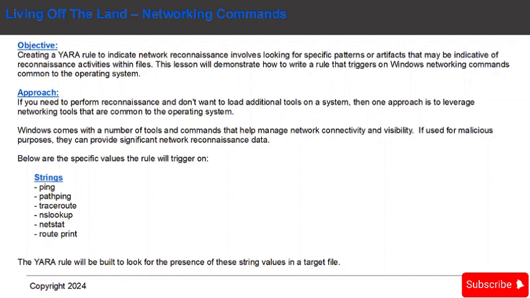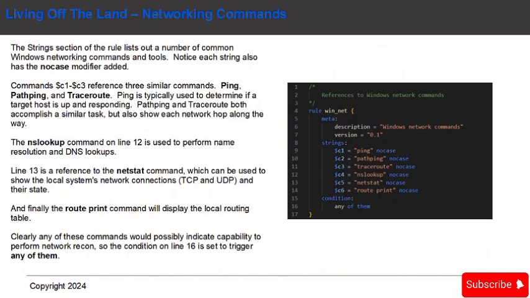So in this lesson, we're going to focus on the network reconnaissance side of things, building a YARA rule that will help us look for the usage or reference of certain internal operating system and tool commands that come with the Windows platform. What we're going to look for will be ping, pathping, and tracert, references to NSLOOKUP, netstat, and route print. That's going to form the basis of the rule that we're going to write for this lesson.